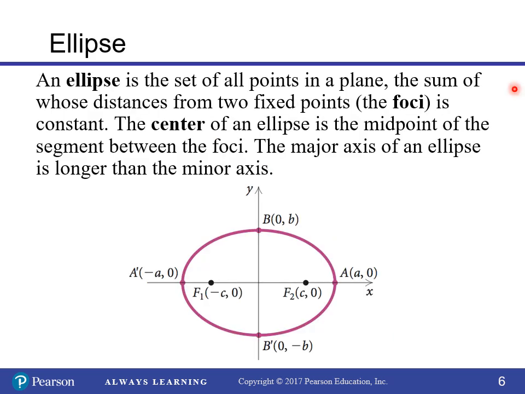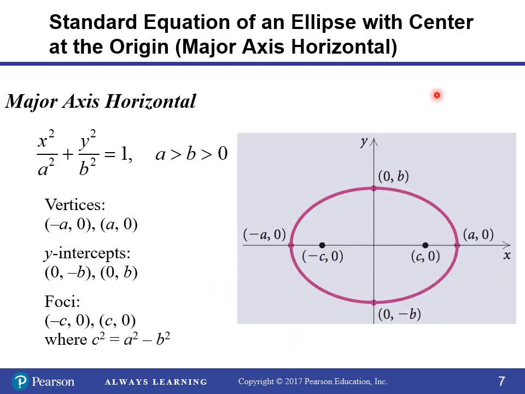Okay, an ellipse. An ellipse is a set of all points in a plane, the sum of whose distances from two fixed points, the foci, is constant. The center of an ellipse is the midpoint of the segment between the foci. The major axis of an ellipse is longer than the minor axis. So in this example, you're going to see that this is longer, so this has a vertical axis. Sorry, not vertical, horizontal. So horizontal is the first one.